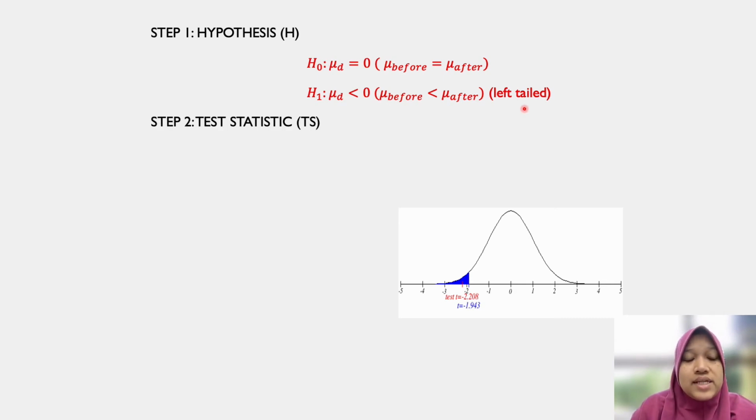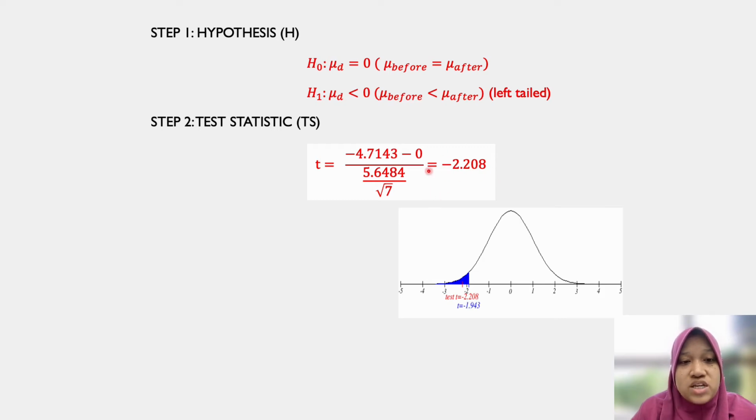Okay, second step, you need to calculate the test statistic. The test statistic is given by t equals d bar minus 0 over s, the standard deviation of the difference, over square root n. So we get the value of t equals negative 2.208. Okay, why do we get negative? Because tadi kita buat before minus after. If you are doing after minus before, here you will get a positive value.